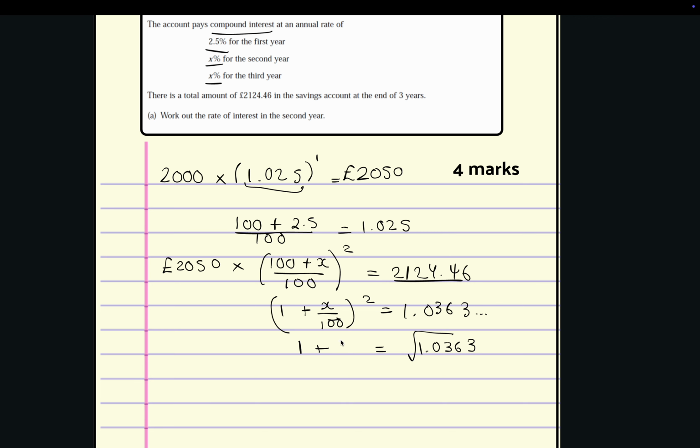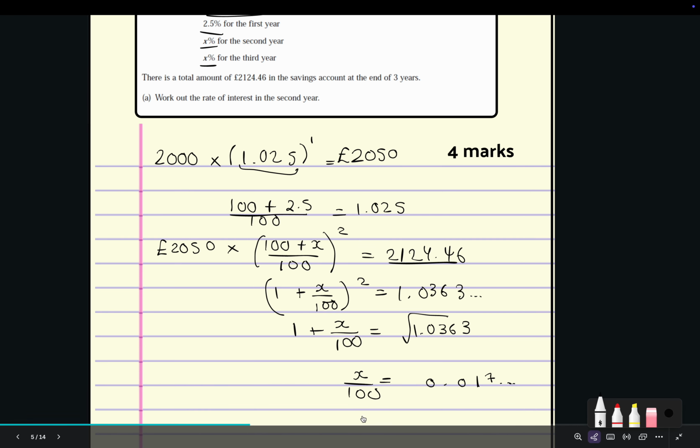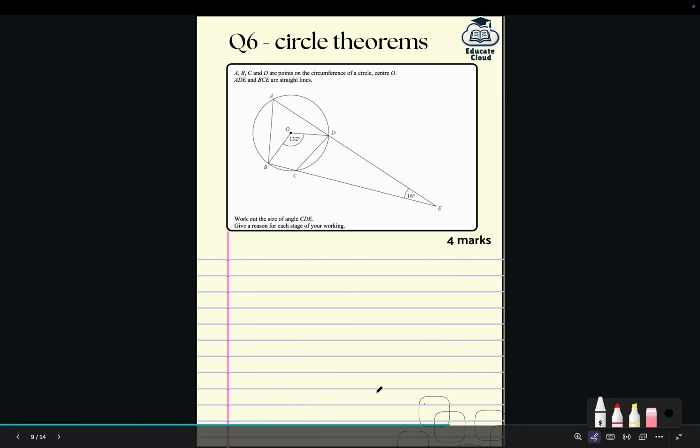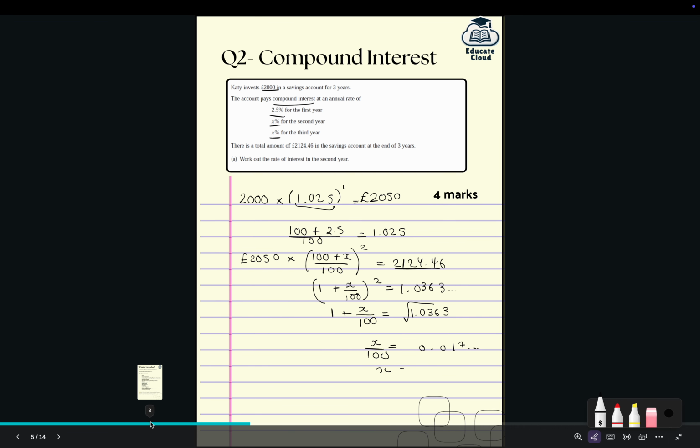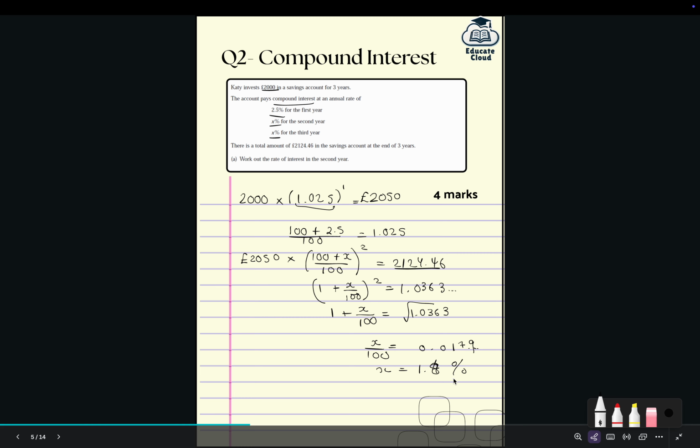Then I can square root the right hand side first of all, and that is going to give me x over 100 is equal to 0.017 and so on. Then I can just times it by 100. So x is 1. Oh, no, sorry, guys. Let's go back. So x is here, 1.7%. There might be a slight rounding. Let's do 1.79, so 1.8%. And that is the rate of interest, so that's what your x will be.